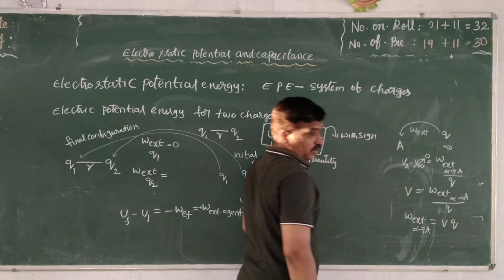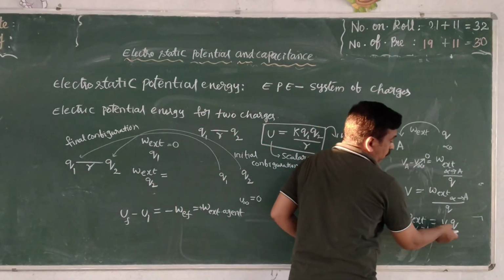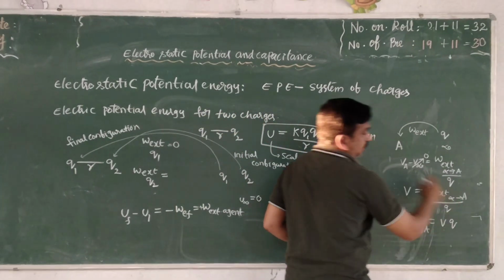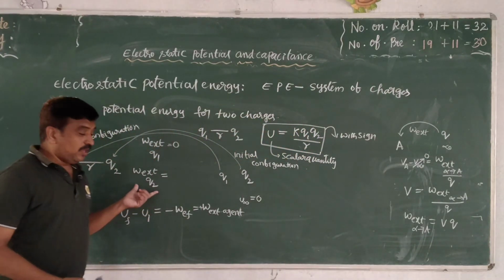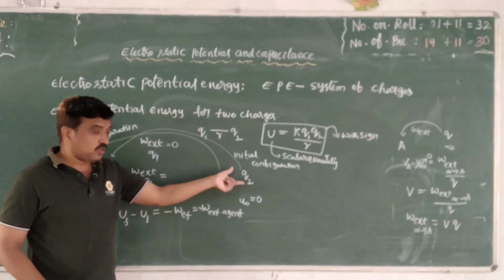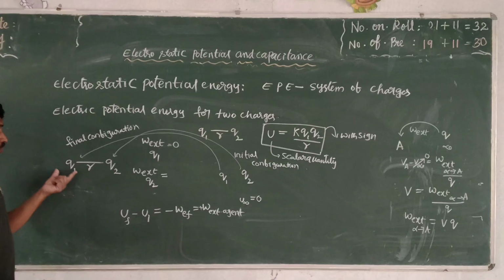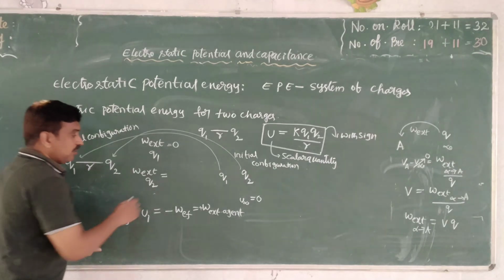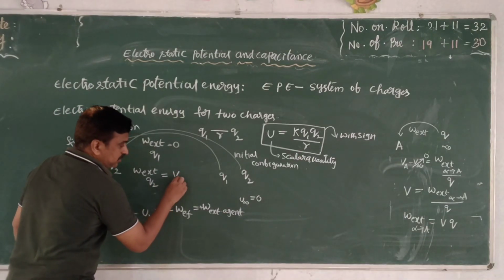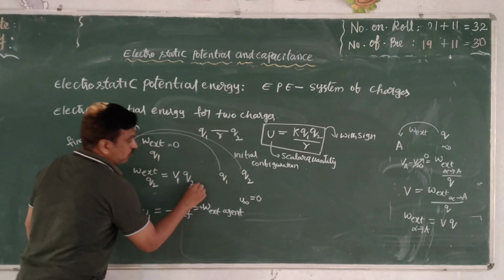V means here electric potential. See, into which charge is bringing, so that charge we can write here. Here, what we can do: work done by external agent in bringing q2 charge and placing it at a distance from the q1 charge. Due to q1 charge, some electric potential is developed here, that we can write: electric potential due to first charge into which charge is bringing, q2.